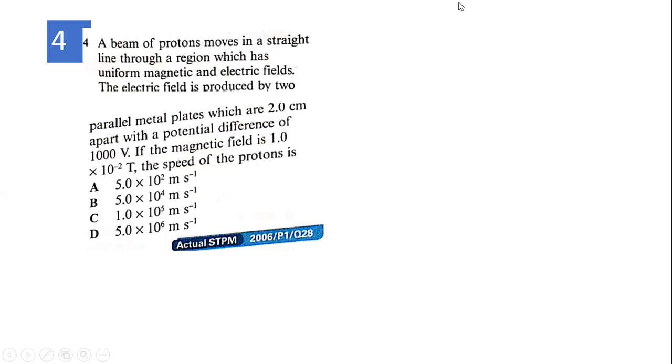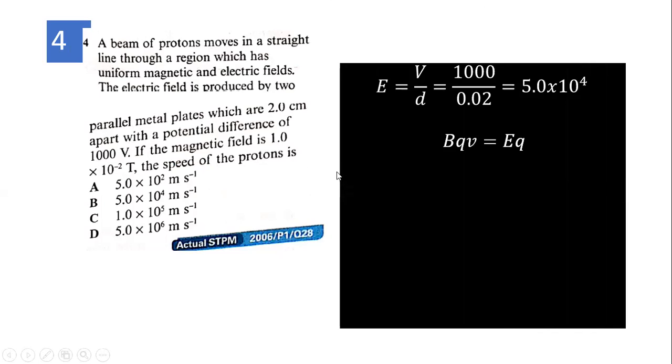A beam of protons moves in a straight line through a region which has uniform magnetic and electric fields. The electric field is produced by two parallel plates 2 cm apart, potential difference 1000 volts. If the magnetic field is given, what is the speed of the proton? They give you both the potential difference and the distance between the plates, so go and find the electric field. Since you have a magnetic field and an electric field, the magnetic force equals the electric force, and Q cancels, so you get v equals E over B.